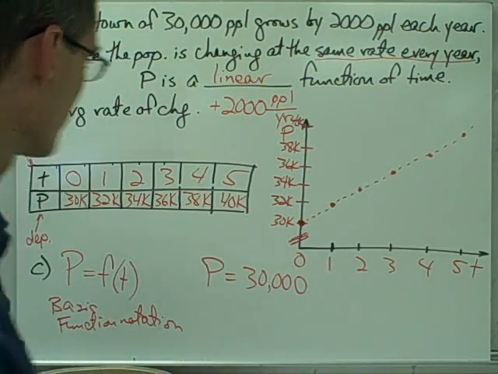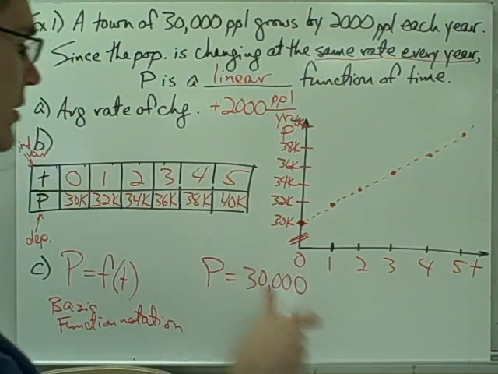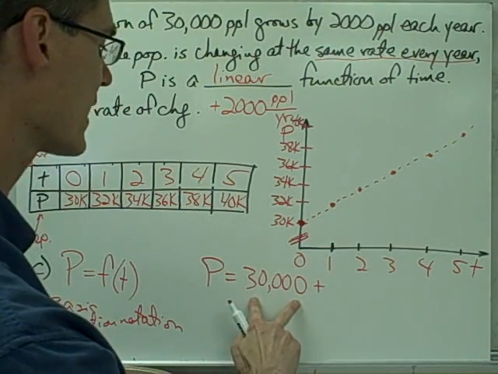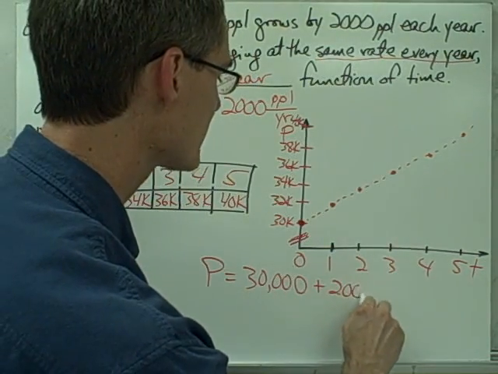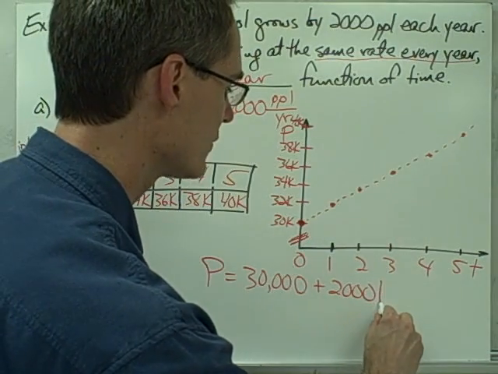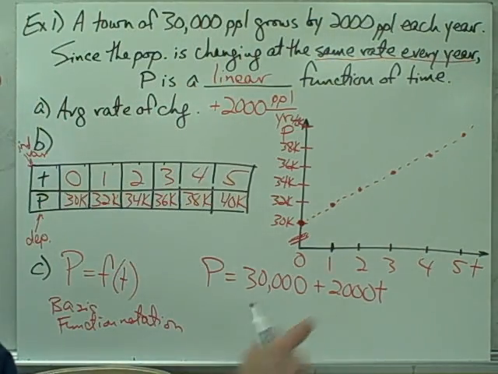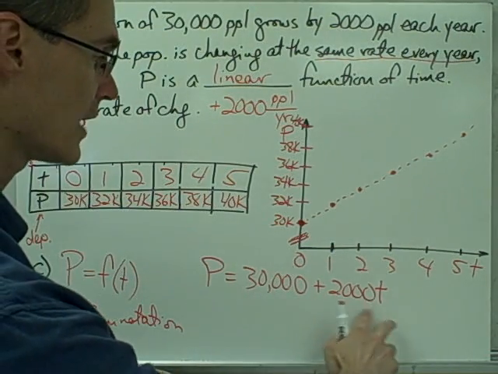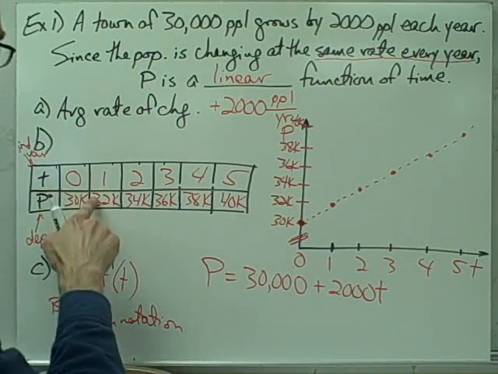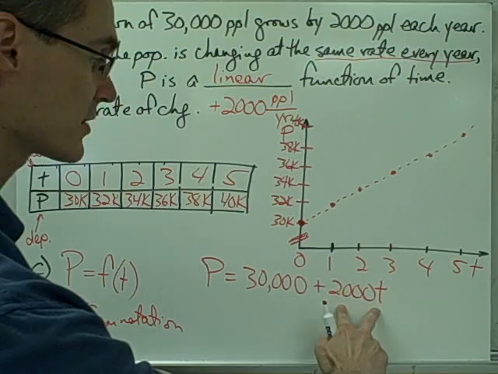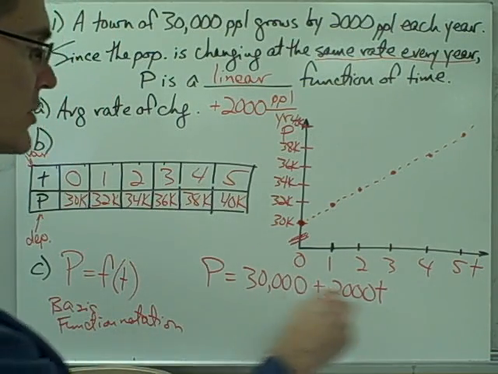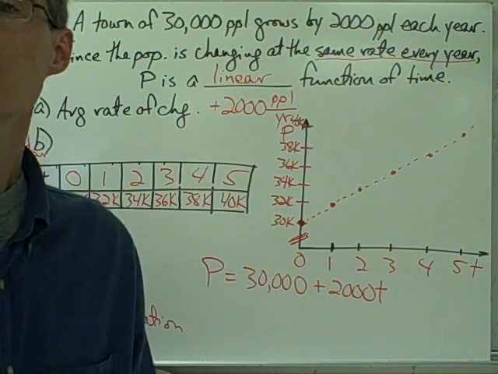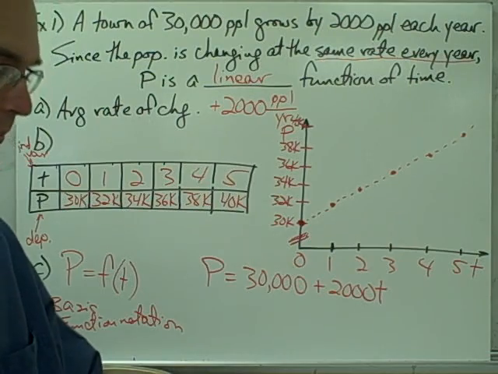Well, since I know that my population starts out at 30,000 people, and it goes up by 2,000 every year, I can write this equation, I can model the population of my town as 30,000 plus 2,000 people every year. So if I say 2,000 times t, then when t equals 0, my population is going to be 30,000 plus 2,000 times 0, which is 30,000. At t equals 1, 30,000 plus 2,000 times 1, that gives me 32,000, and so on. So here's my equation for my population as a function of time.